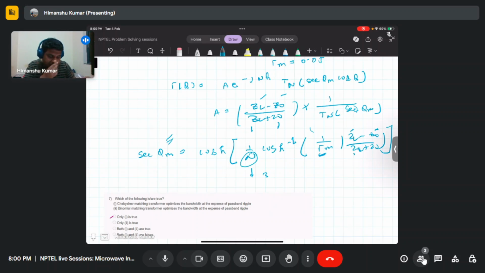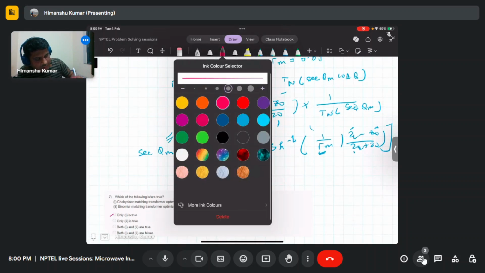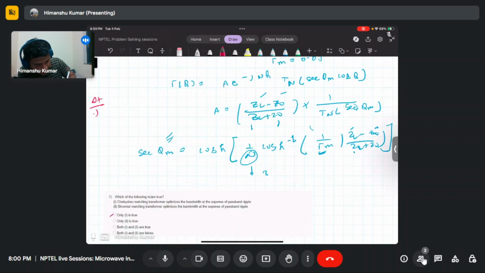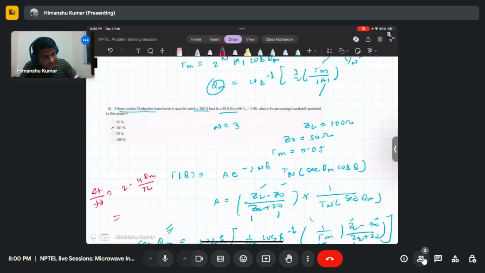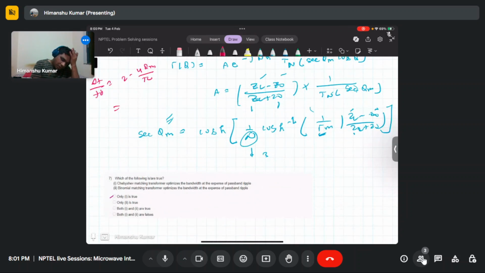So you can take sec inverse to find theta m, and again the fractional bandwidth delta f by f naught is given as 2 minus 4 theta m divided by pi, which you can calculate. You will find the fractional bandwidth is more than 100%. That is what you can use to design the multi section impedance transformer.